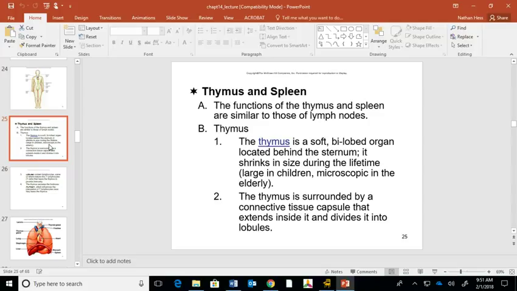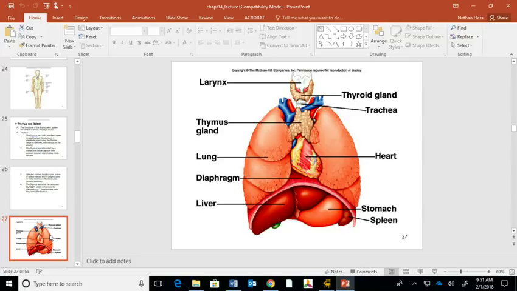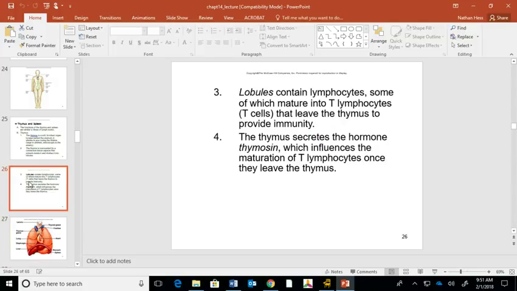The thymus has connective tissue that divides it into different lobes. So here's that thymus, bilobular, two lobes, right underneath the sternum. It contains lymphocytes, which mature into what we call T lymphocytes. If you've read ahead, you know in the immune system we're dealing with two kinds of lymphocytes, T lymphocytes and B lymphocytes. The T come from the thymus. That's why they're called T lymphocytes. And these then leave the thymus to provide that immunity.